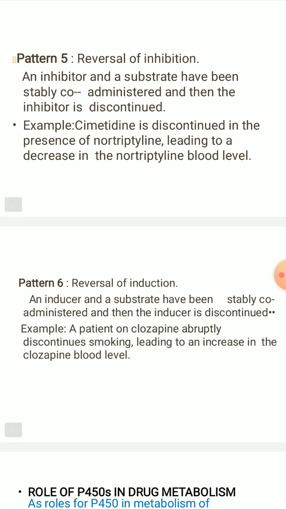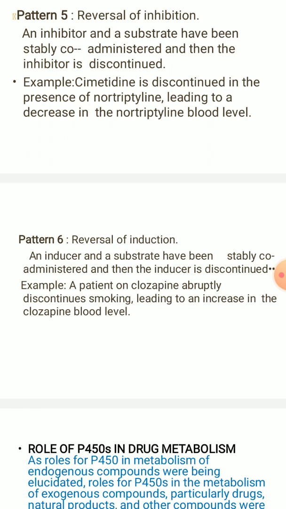Coming to pattern 6, what is going to happen? The reversal of induction happens. Here an inducer and a substrate have been stabilized and co-administered to the body of an organism or human being, and then the inducer is discontinued. For example, a patient on clozapine abruptly discontinues smoking, leading to an increase in the clozapine blood level.